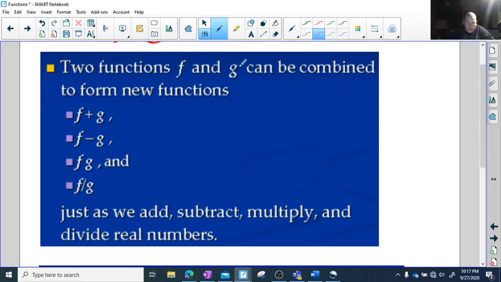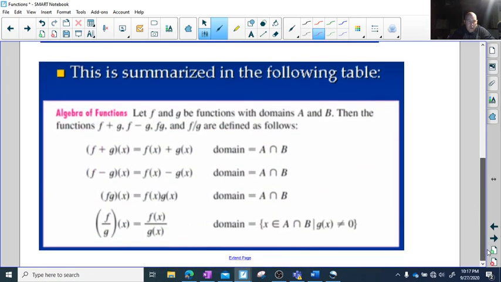So if you've got any two functions, f and g, you can combine them to make new functions by adding them, subtracting them, multiplying them, and dividing them. And it would be just as you would expect. So if you have f plus g of x, like so, it is the same as f of x plus g of x. If you have f subtract g of x, that means take function f of x and subtract g of x. fg side by side, or could also look like this with a little tiny dot.